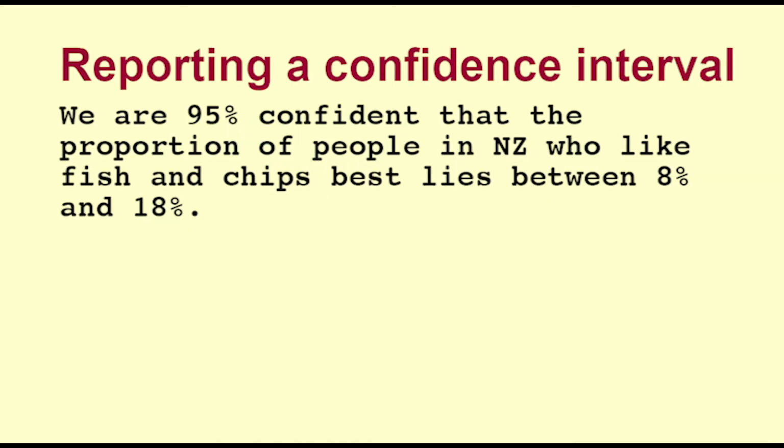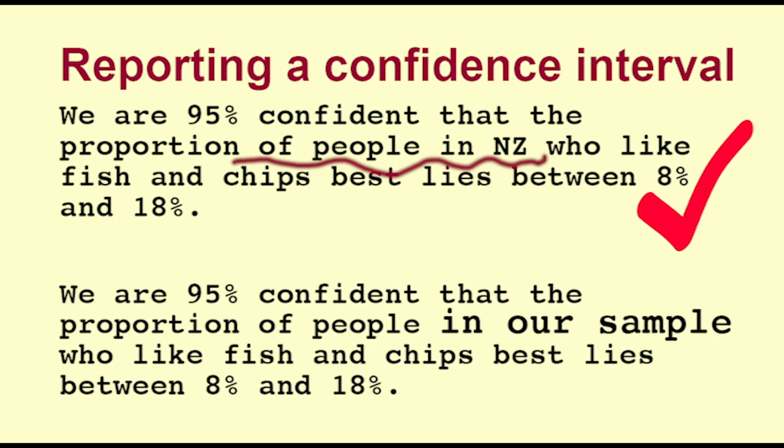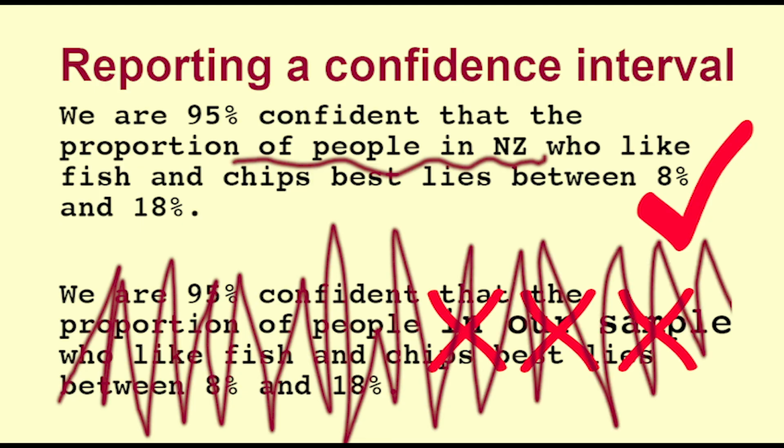When we report a confidence interval, we must be careful to say that the confidence interval is about the population proportion. We know what the sample proportion is, so we do not need to make a confidence interval about it.